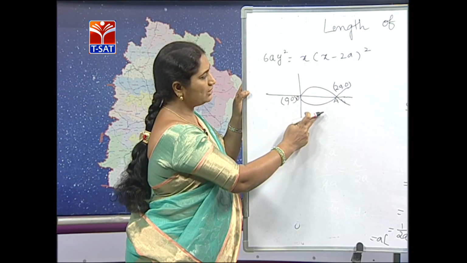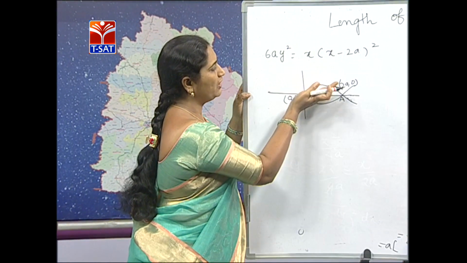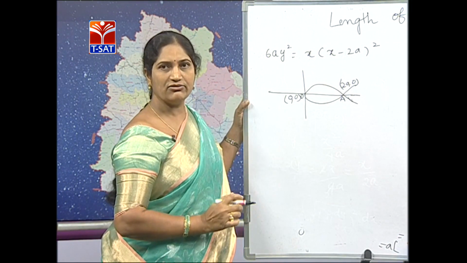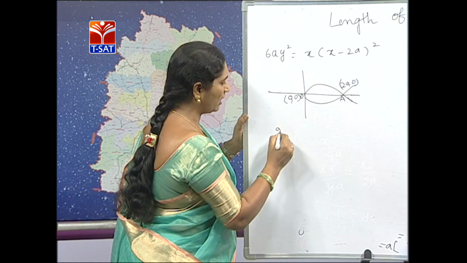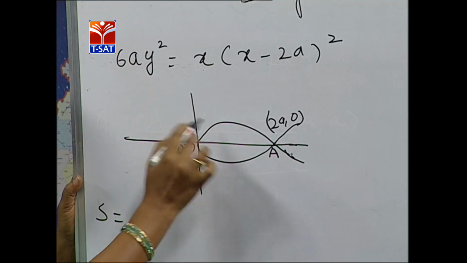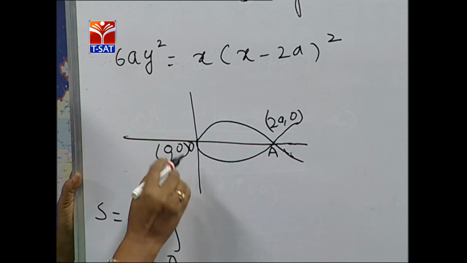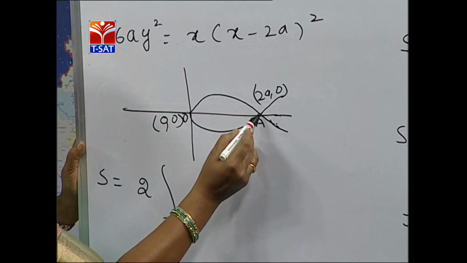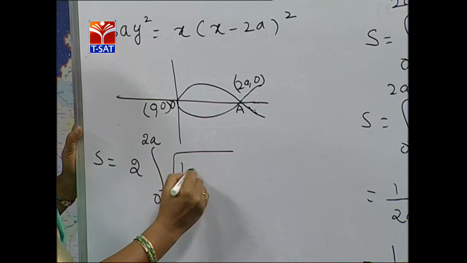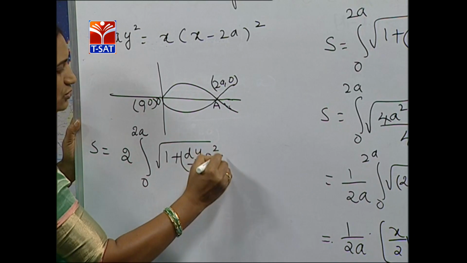Because the curve is symmetric about the x axis, instead of finding the total length, if you find only the part above the x axis and take two times that, we will get the required length. So the length of the arc S, that is OAO, the required length, is equal to 2 times the integral, varying from 0 to 2a, of the square root of 1 plus (dy/dx)² dx.